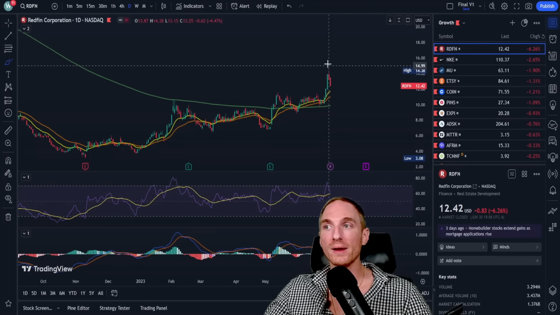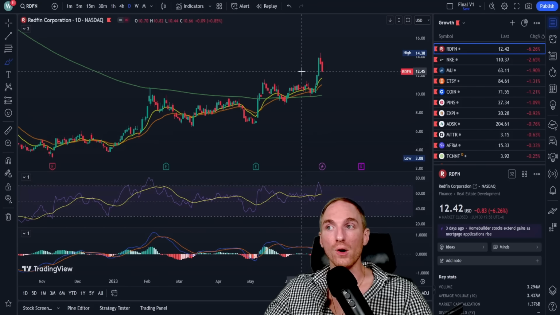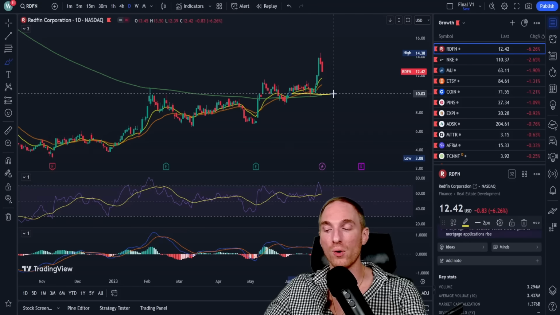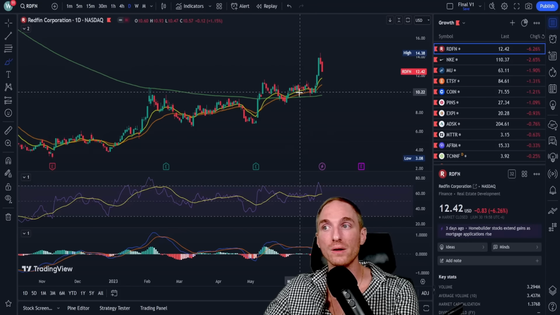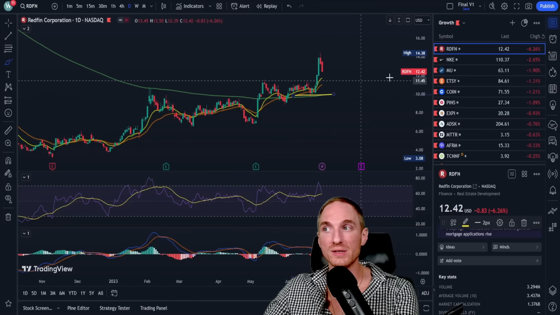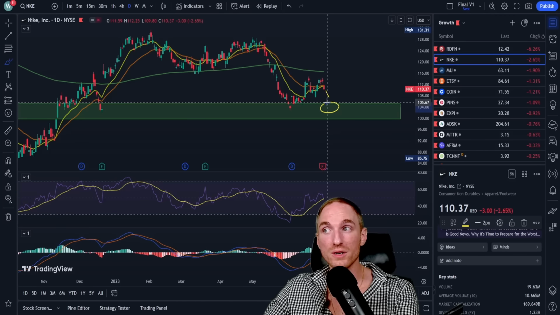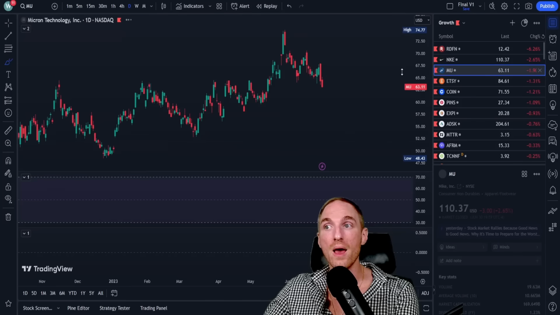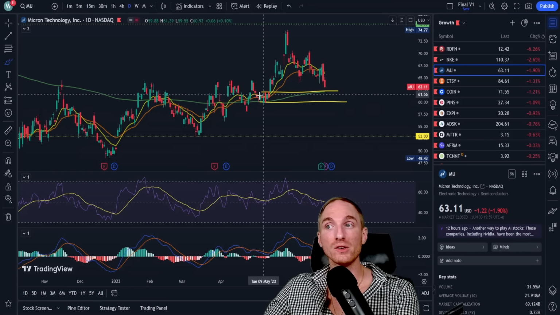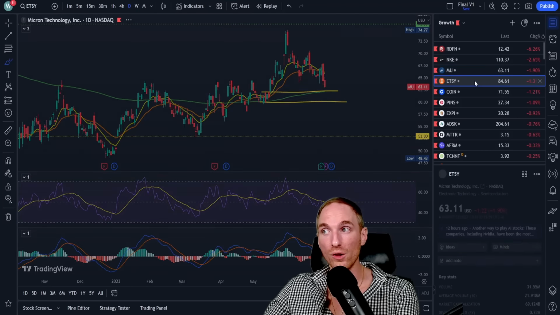Let's go through a couple, right? Redfin, good, yes or no? No, nowhere near our support level. It's kind of extended off a move here, so it's nowhere near our most recent support level. Next, Nike, looking decent, coming towards our support area. This I would want to look at. Micron, decent, coming towards our support area. Definitely want to look at.